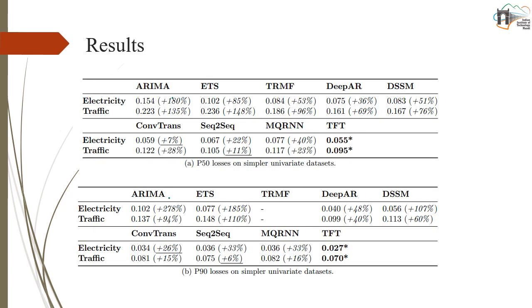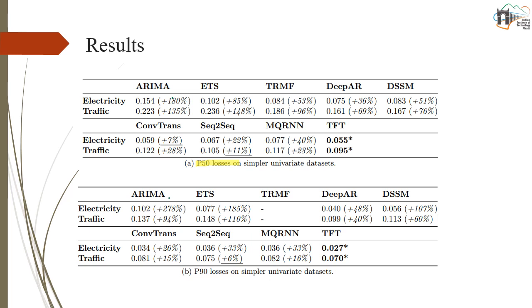Okay, so when we come to the results section, first we will be seeing the electricity and the traffic data sets, because as I have told you, these two data sets were the simpler ones and were univariate in nature also. So the first table you are seeing here, we are comparing the P50 losses on these different models that we have seen till now and discussed in the previous slides, and you can refer to the original paper also and learn about them in a sequential manner somewhere else.